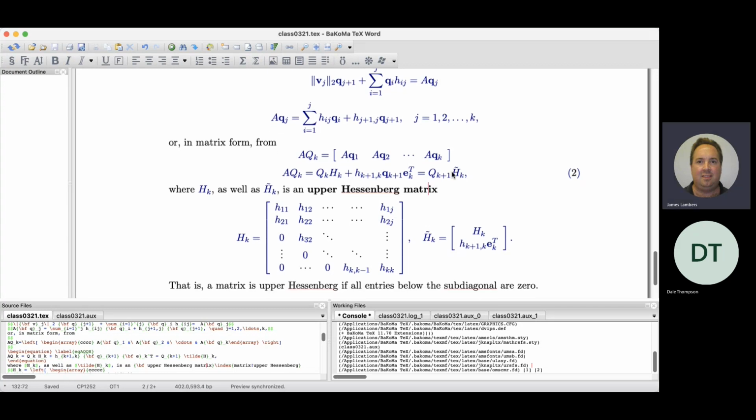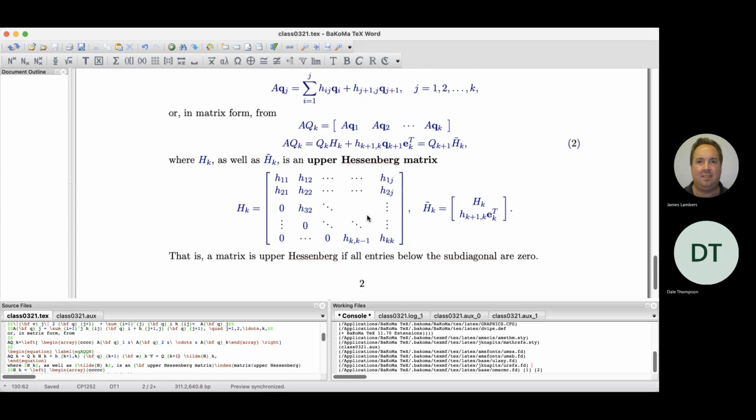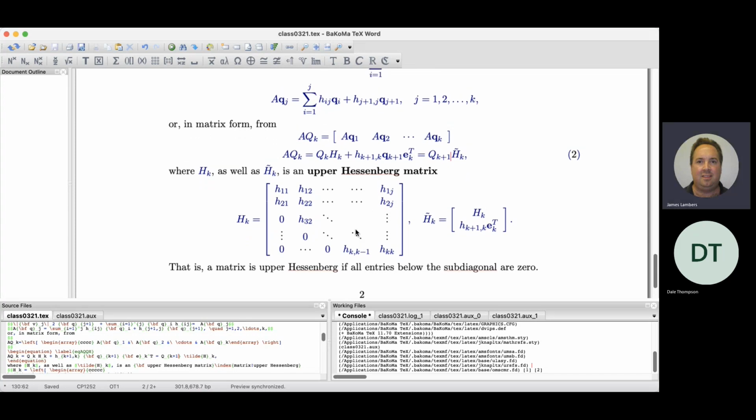And then if we're okay with having a slightly non-square matrix here, then we can account for everything in just one product. Okay. So we have a way of generating an orthonormal basis for a Krylov subspace, and we have a way of expressing what happens when we multiply A by those vectors in terms of the vectors themselves. So that's convenient.